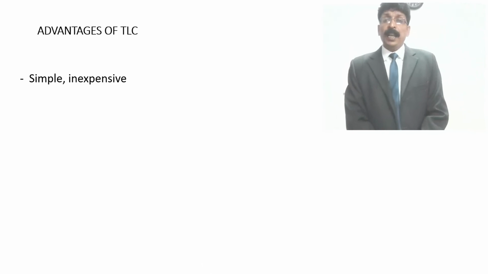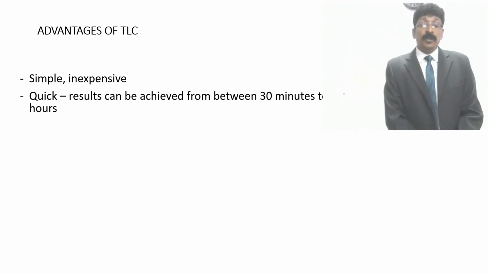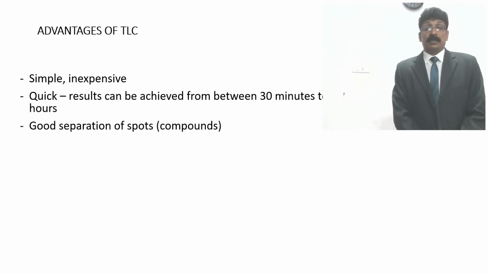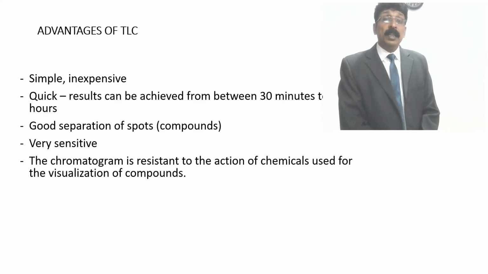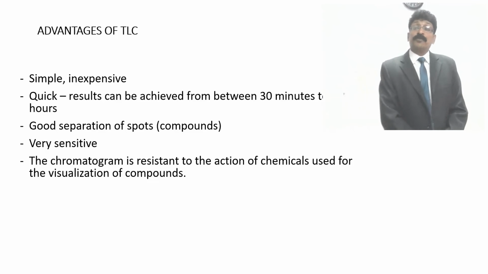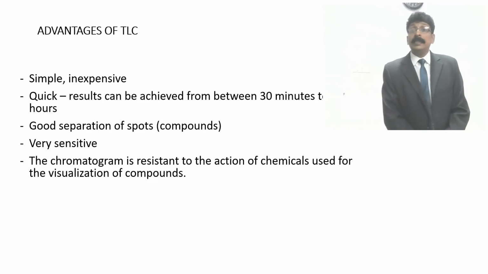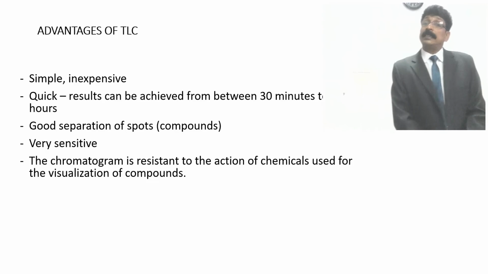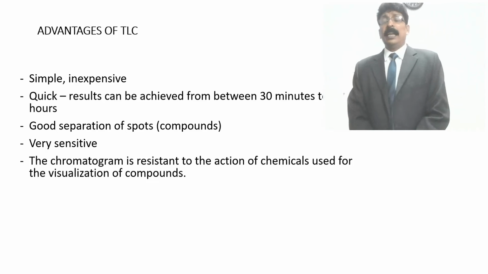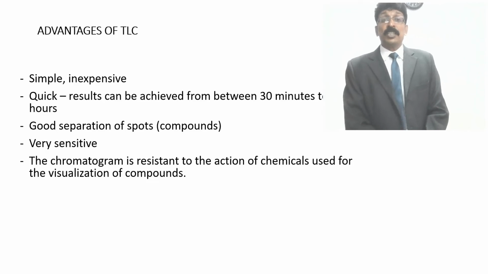compared to paper chromatography. It is simple and inexpensive, and quick results can be achieved in 30 to 40 minutes, or 1 hour maximum. Good separation of compound spots can be seen, and it is very sensitive. The chromatogram is resistant to the action of chemicals used for the visualization of the compounds, which you are spraying, like iodine, sulfuric acid, or Dragendorff's reagent, Hager's reagent, or even other reagents like anisaldehyde solution, whichever you are using. All of them can be used because the plate is made of glass.